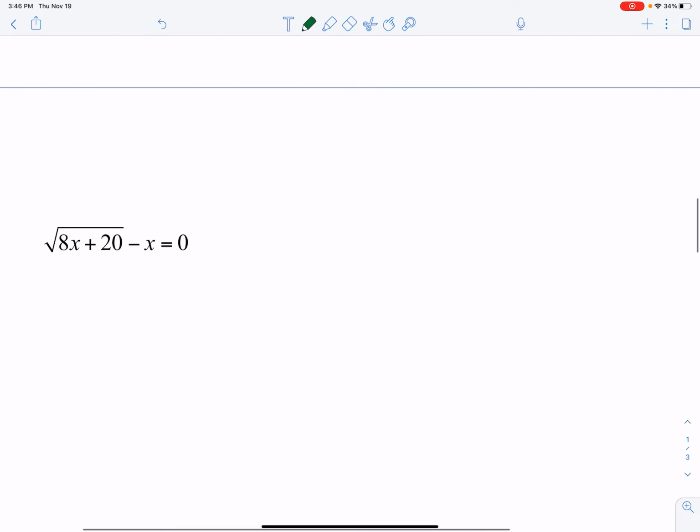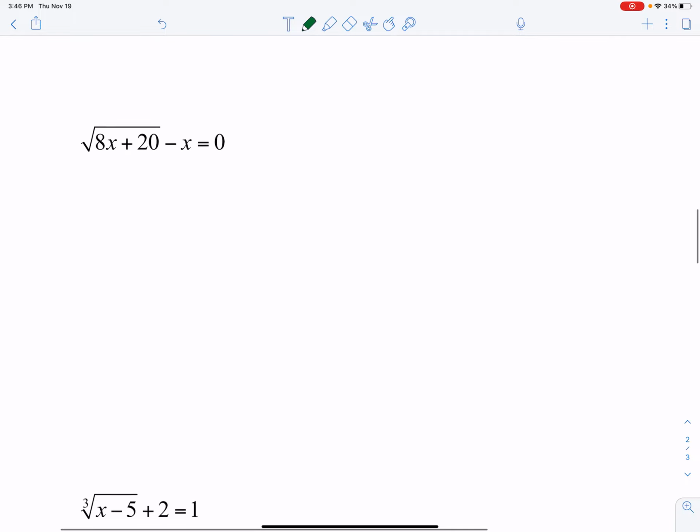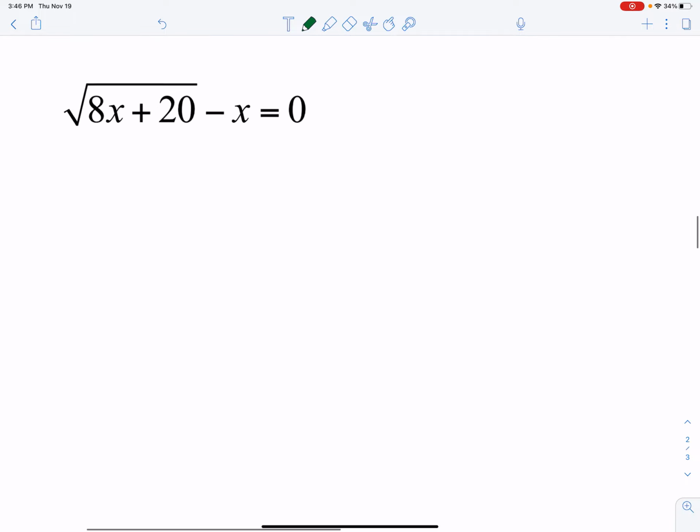So that said, let's take a look at our next problem. Here we have the square root of 8x plus 20 minus x equals 0. So step one, before you think about getting rid of the root, you have to get the root by itself. Here we accomplish that by adding x to both sides. On the left side, that leaves us with the square root of 8x plus 20 equals, and on the right side, we would just have x.